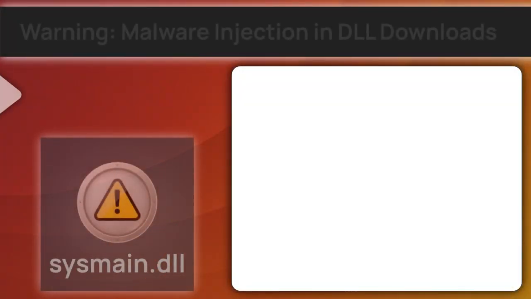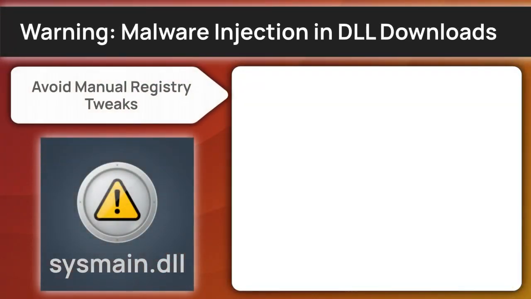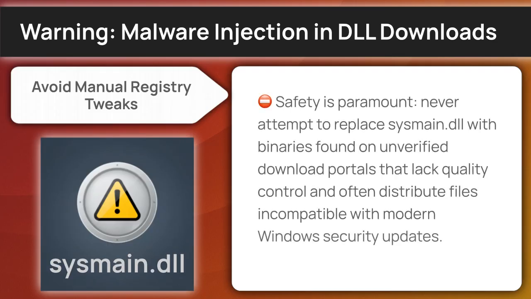To prevent any secondary issues, I recommend a cautious approach to downloading individual system files. Always prioritize system safety by avoiding manual swaps of the Sysmain.dll. Downloading individual DLLs from third-party sites is a common way for hackers to inject spyware and ransomware directly into your operating system.